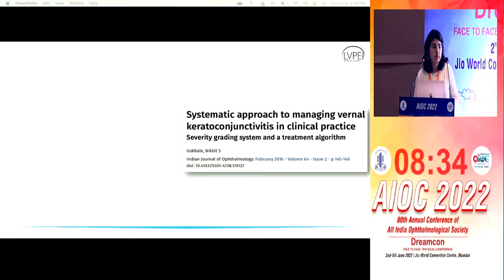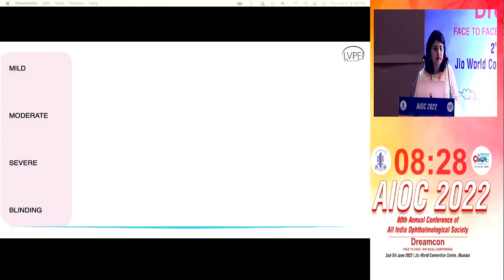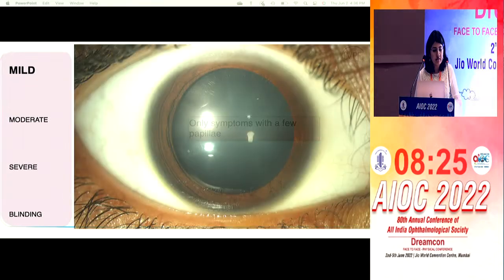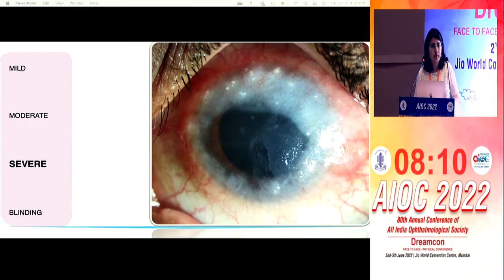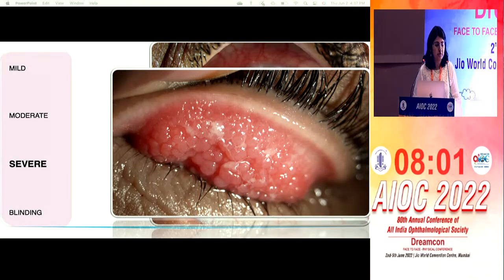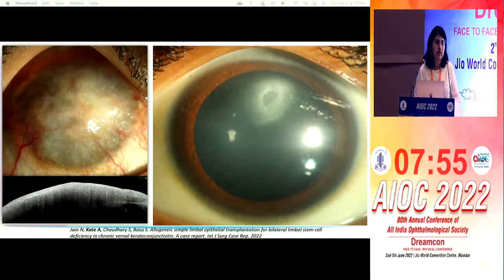Next, coming to the classification of the severity. This is a classification that was proposed that classified ocular allergy into mild, moderate, severe, and blinding. The disease is considered mild if the patient has only symptoms with a few papillae. It is moderate if the patient has up to 6 clock hours of limbal involvement with limbal inflammation, Horner-Trantas spots, or very fine SPKs. If this progresses to annular involvement of the limbus, or if there are coarse macroerosions, as can be seen here, because of giant papillae, then the disease is considered to be severe. And if this progresses until the patient develops total limbal stem cell deficiency, or has a very severe shield ulcer with scarring, then it is blinding.